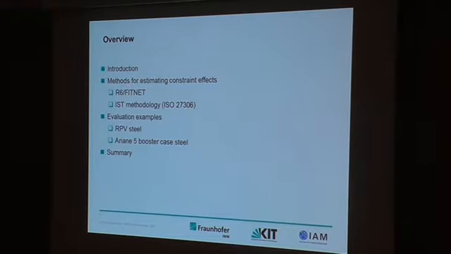So I will give you a short introduction why we do this. Then I will briefly review two methods which have a similar background but have different solutions for applications, and then I will show you how these methods work for two series of test results. One series of the results has been obtained for reactor pressure vessel steel, and the other one was obtained for a high strength steel, which is quite different from the first one. And then I will give you some conclusions.